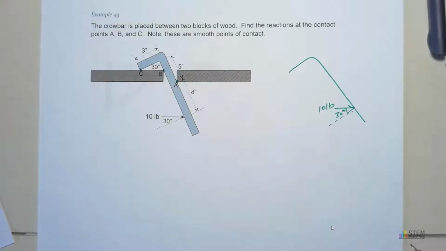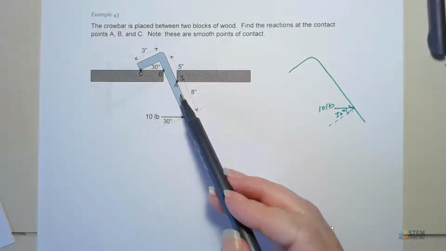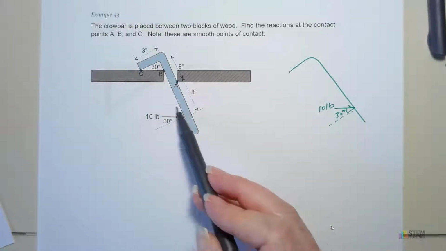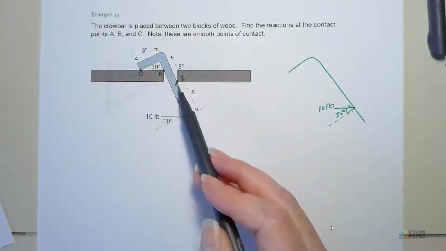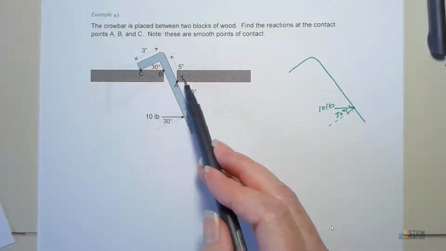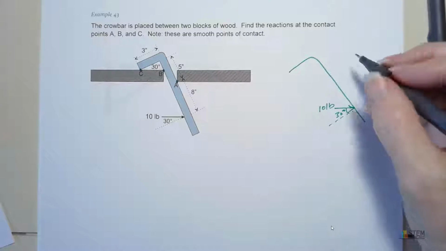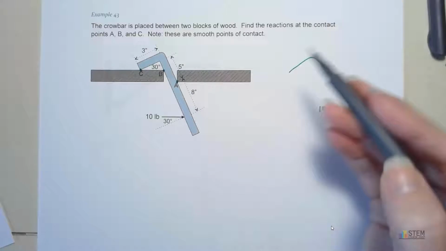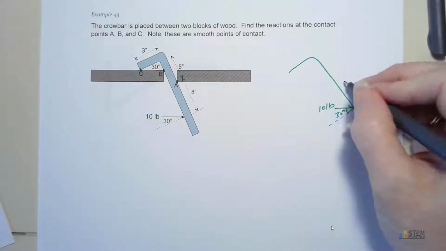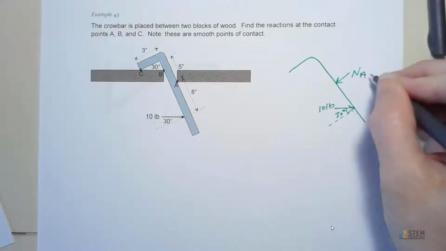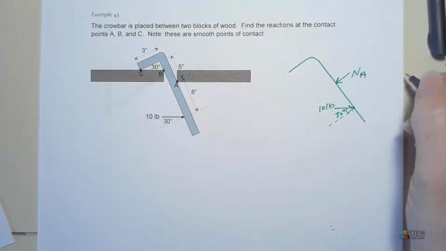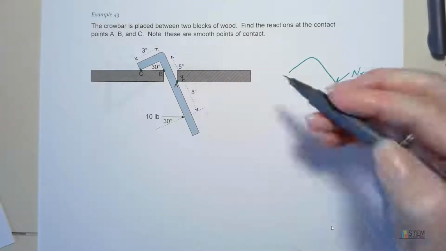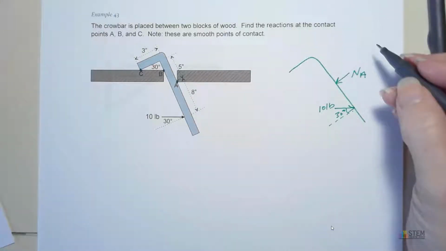And now we need to look at the other forces. If you think about the crowbar, it's making contact with A. Now if we're pushing this crowbar to the right with this force, the crowbar is trying to move this way relative to this block of wood. The block of wood is not going to allow the crowbar to move up this way. It pushes it back, so there is going to be a normal force there. We'll call it NA. It's going to be perpendicular to the crowbar and to the surface of the contact point.